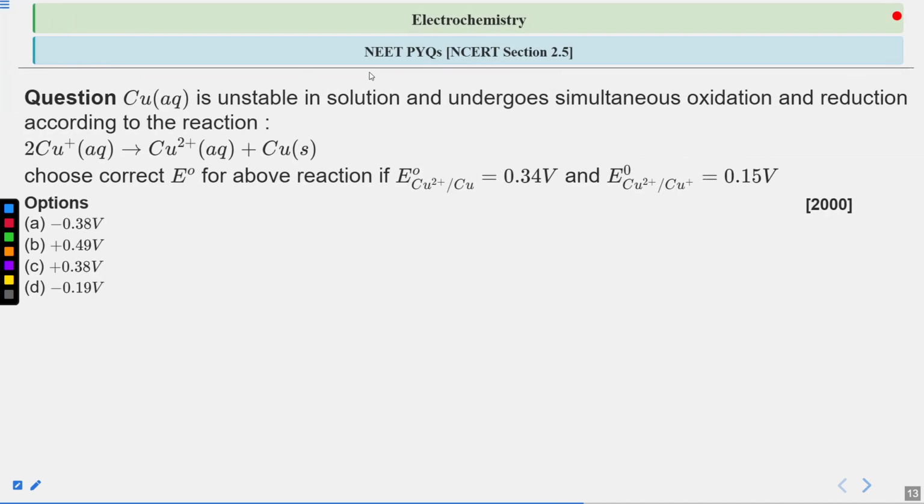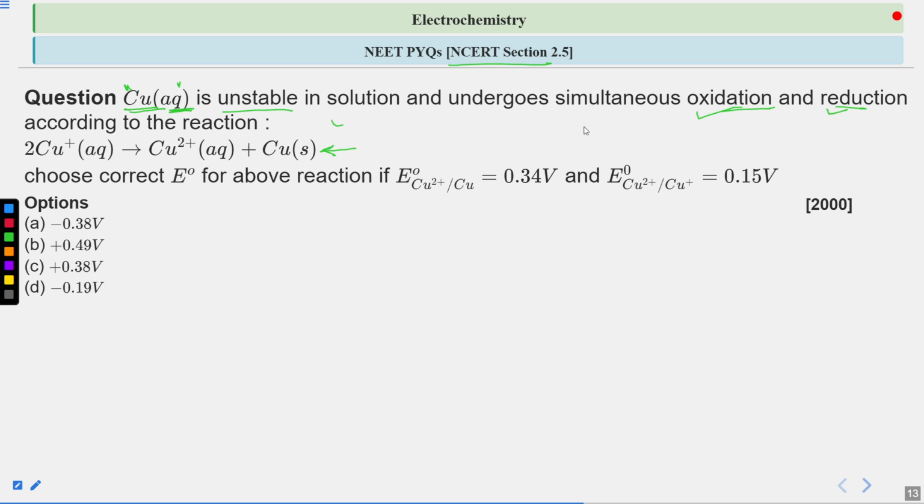Now this is again a NEET PYQ, and it is covering the NCERT section 2.5. The question says that copper in the aqueous form is unstable in the solution and undergoes simultaneous oxidation and reduction according to this reaction. Copper in the aqueous state is not stable in the solution, and it is undergoing oxidation and reduction at the same time.